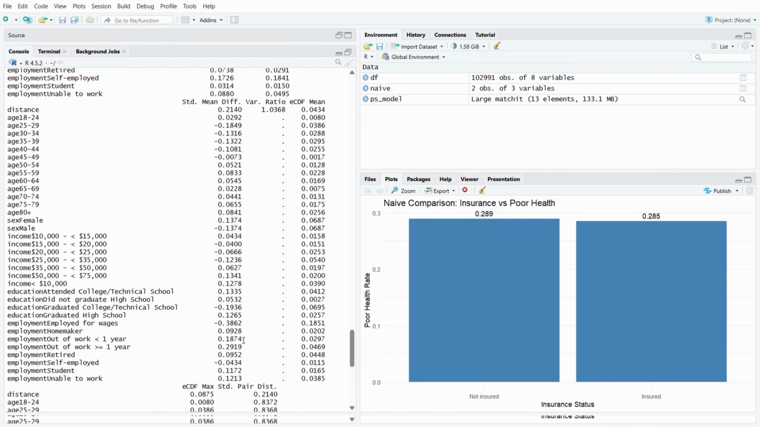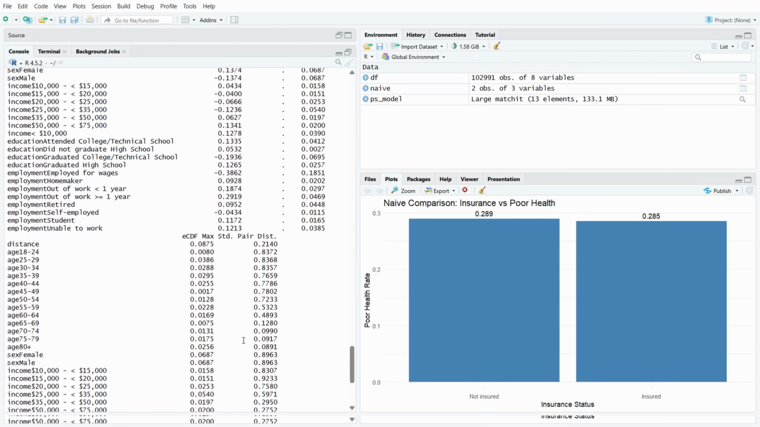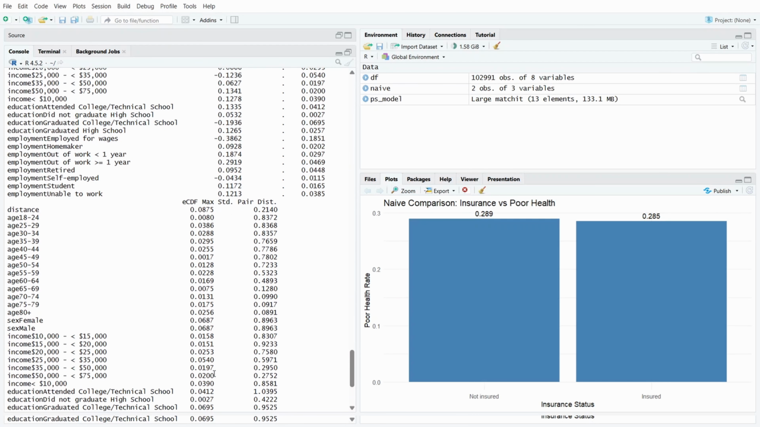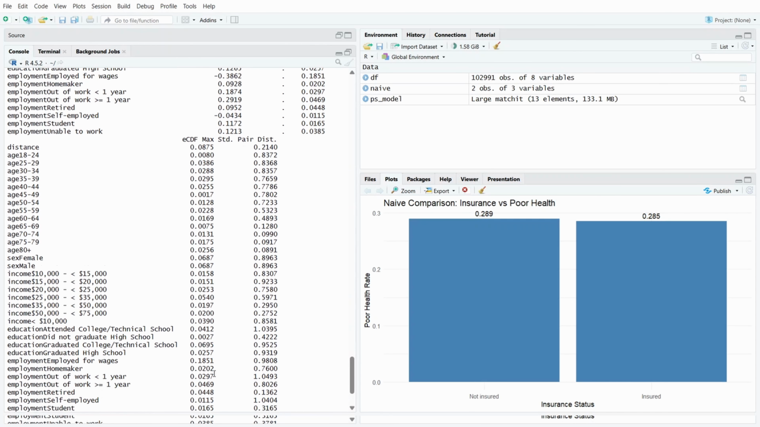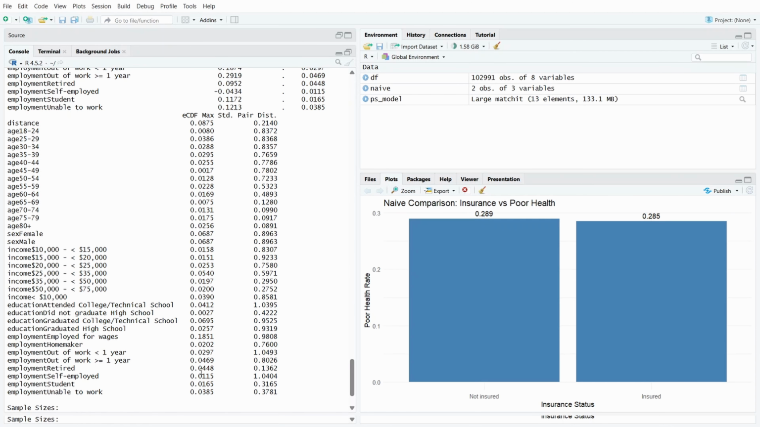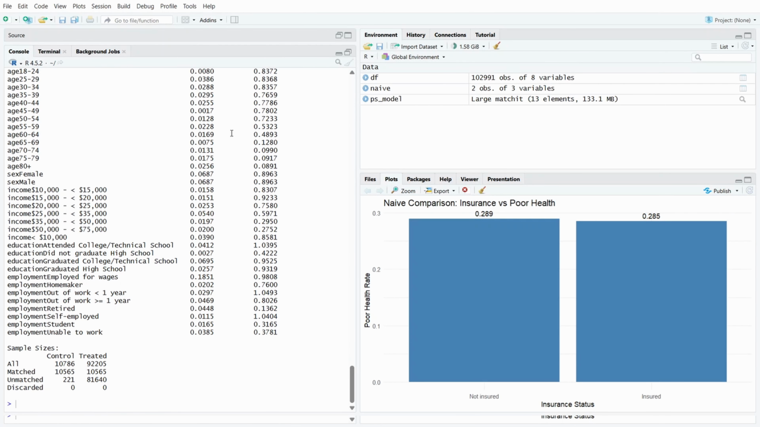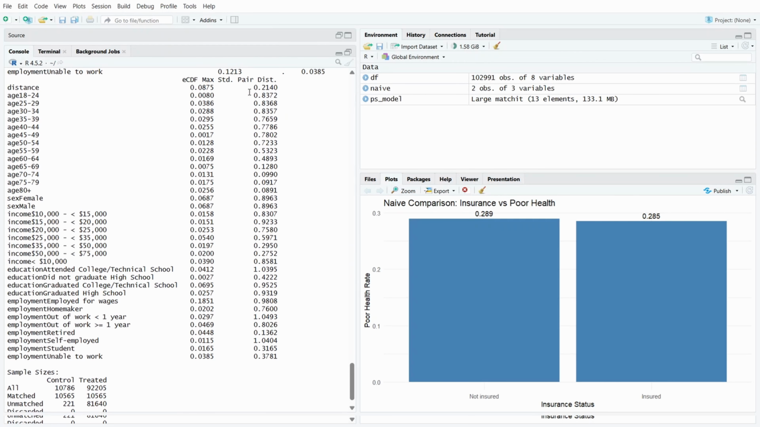Next, we look at the ECDF statistics. These values measure differences in the overall distribution of covariates between groups. Smaller values indicate better overlap after matching. In general, the ECDF measures improve substantially after matching, which suggests that the treated and control groups became much more comparable. We also see a column labeled standard pair distance. This statistic measures within-pair similarity between matched individuals. Smaller values indicate closer matches between treated and control respondents.